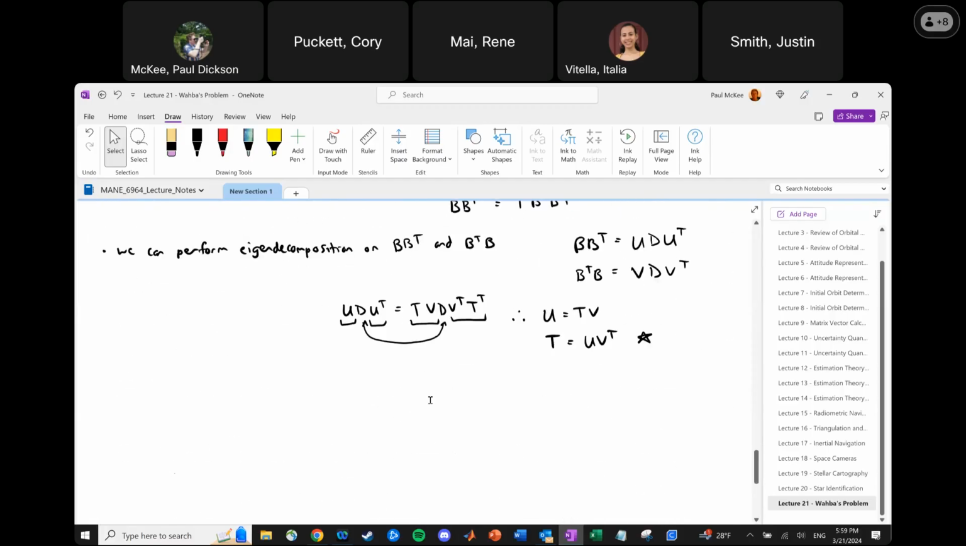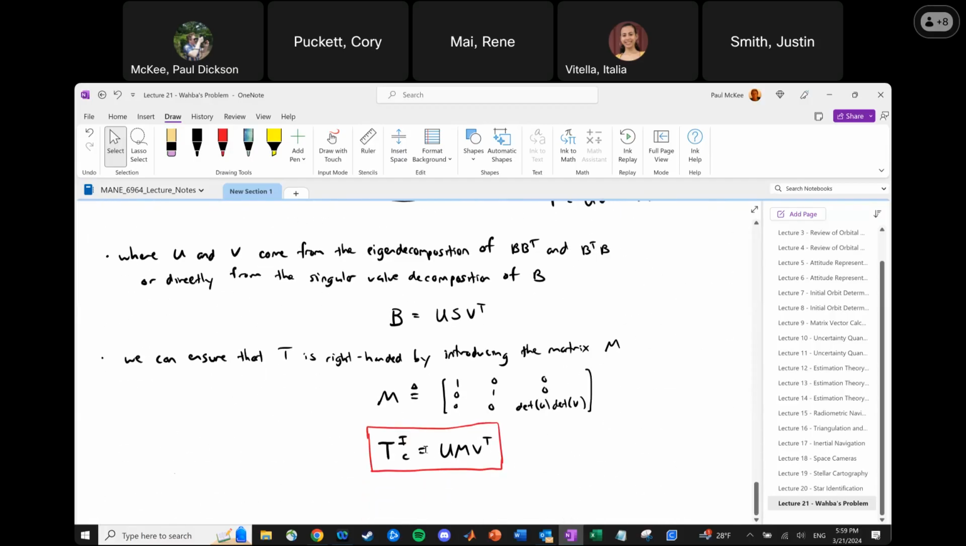Singular value decomposition of B. T is equal to U M V transpose. That's it. So maybe that's 4 lines in MATLAB. But after all of that, who would have thought that solving Wahba's problem was probably the easiest part of your homework assignment, and the image processing is a bit of a bear.